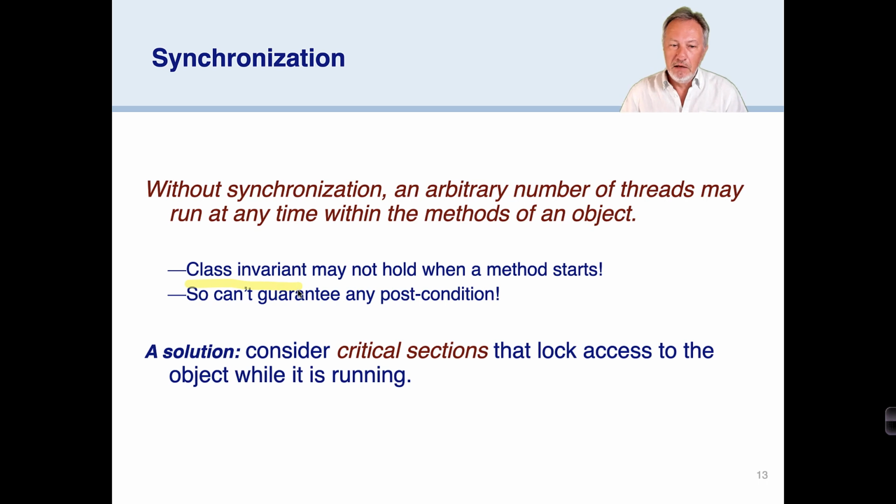So instead, there's a fundamental concept of a critical section. The critical section is a concept in concurrent programming which says, in this block of code, we want to make sure that any thread that comes in here has exclusive access to the state of the object or some subset of its state. So you lock access to the object while it's running.